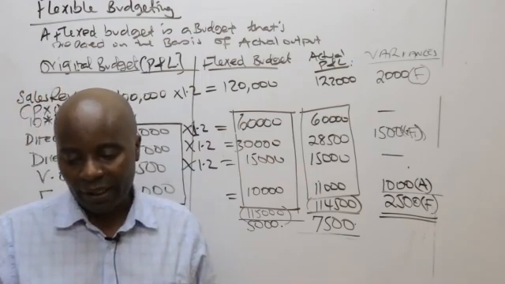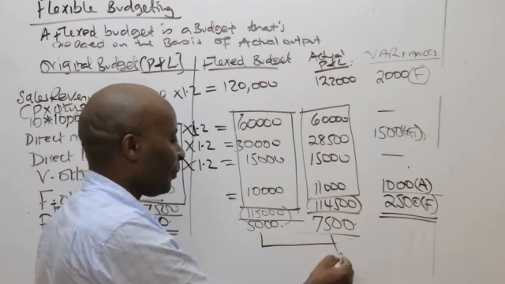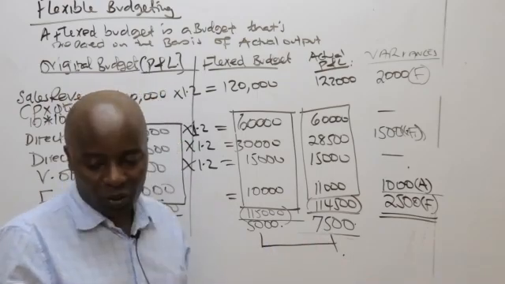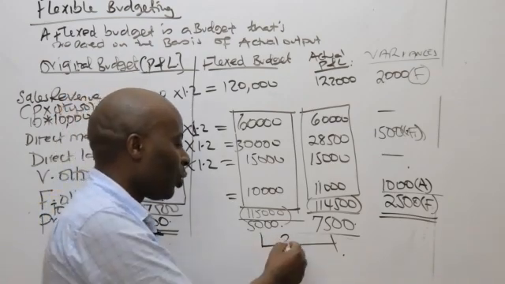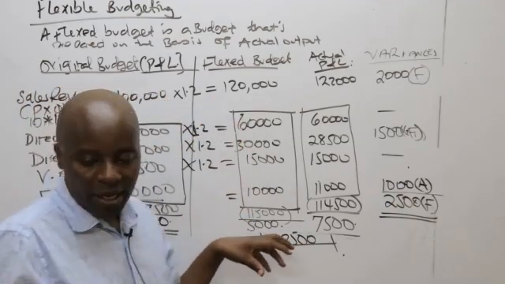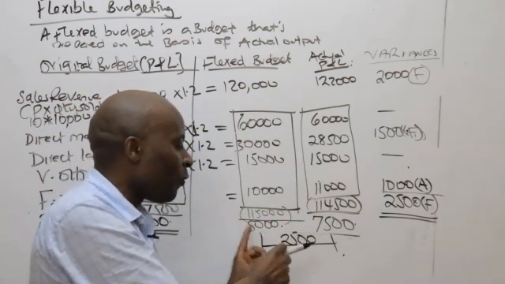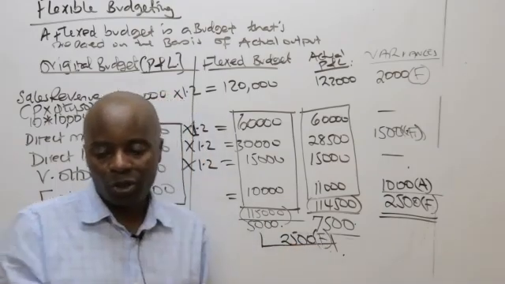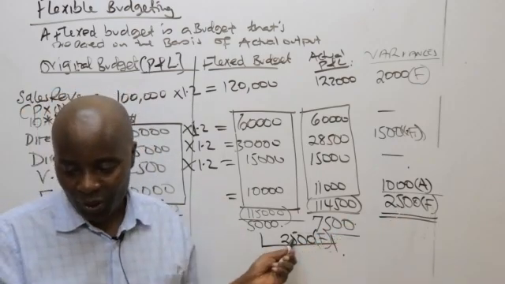Now, ladies and gentlemen, come and subtract these two. 7,500 minus 5,000 will give us what figure, somebody? 2,500. You can see that the budgeted profits here were lower as compared to the actual. The actual profits were higher. So the difference between profits is also 2,500, good things. So 2,500 what here somebody? Favorable. 2,500 favorable, which reconciles with this. Hence the explanation.